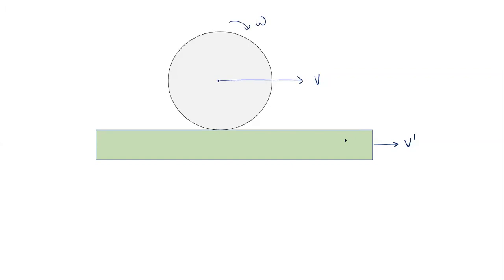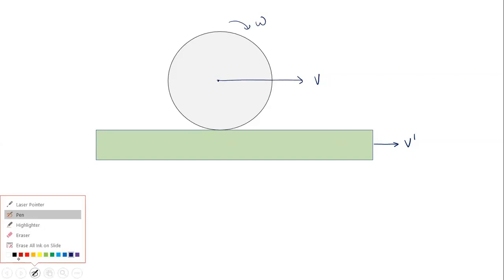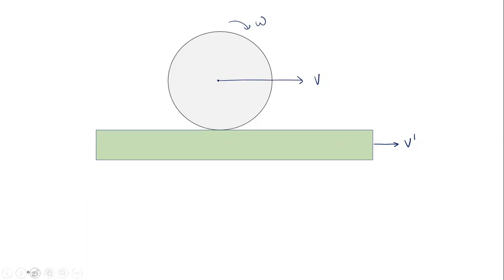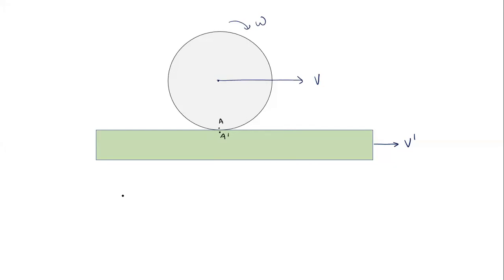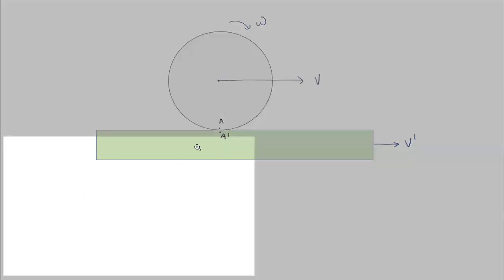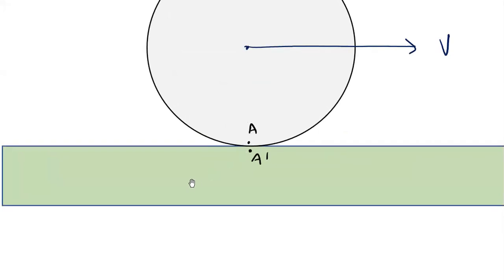So just go for the basic definition of pure rolling. What does pure rolling say? It states that the velocity at the point of contact is zero with respect to the surface. Now suppose I take two points. One point is very close to the surface, say A dash, and the other point on the body, that is A. So I have taken two points very close to each other at the point of contact.